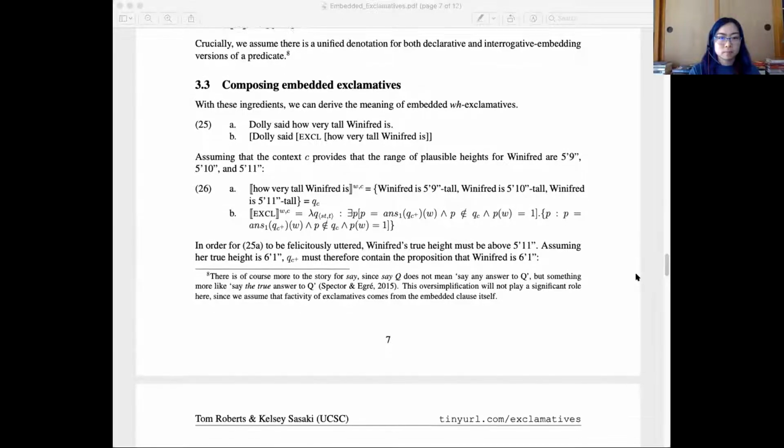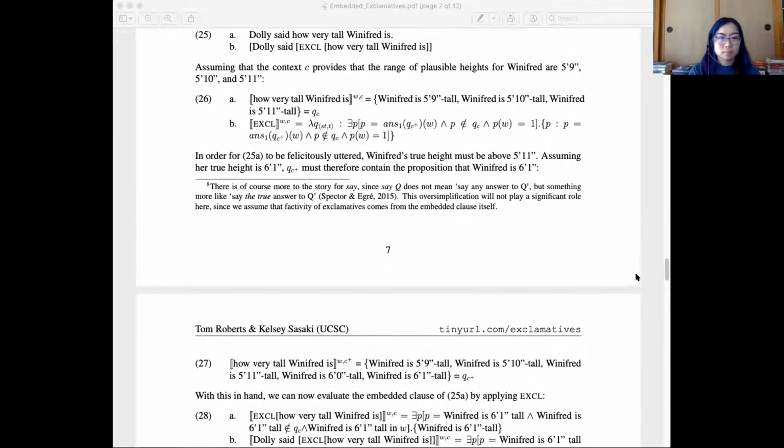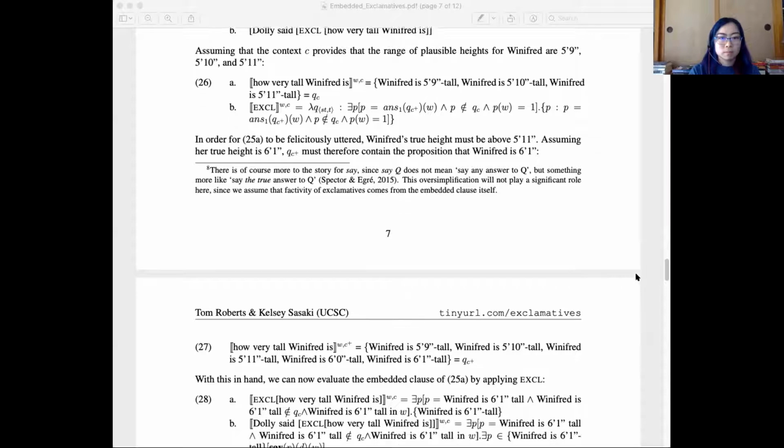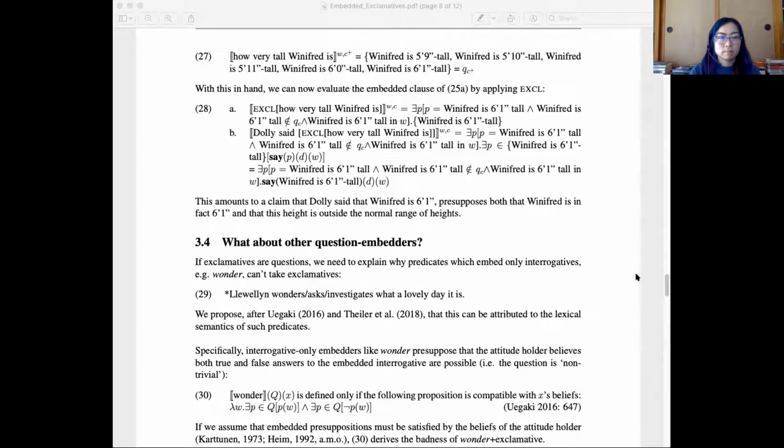Now, in order for 25a to be felicitously uttered, Winifred's true height must somehow exceed 5'11" to fulfill the requirements of the widened context. So if her true height is in fact 6'1", QC plus must therefore contain the proposition that Winifred is 6'1". So this would look like in 27, where now in the widened context, the set denoted by how very tall Winifred is contains everything it did before, plus a couple of additional propositions where she's taller than 5'11".